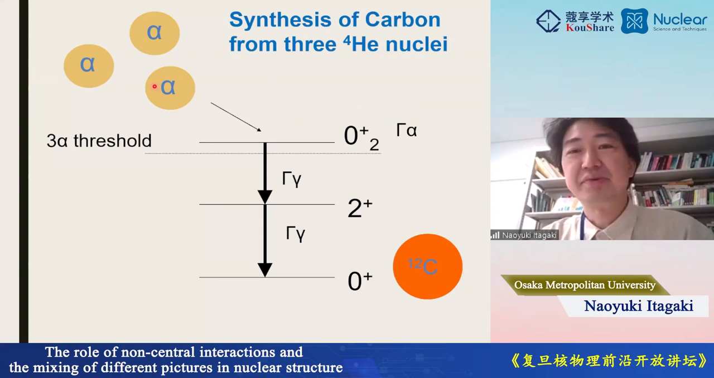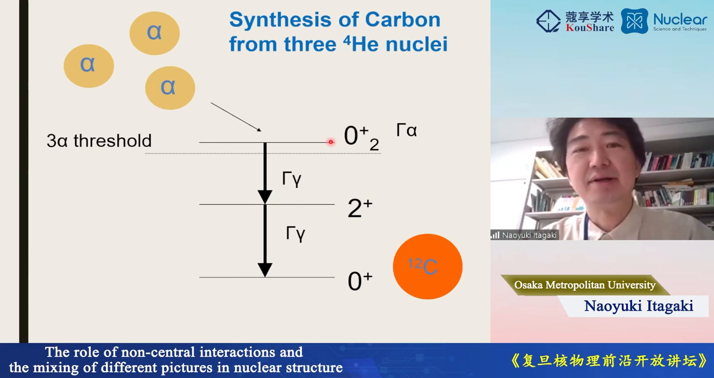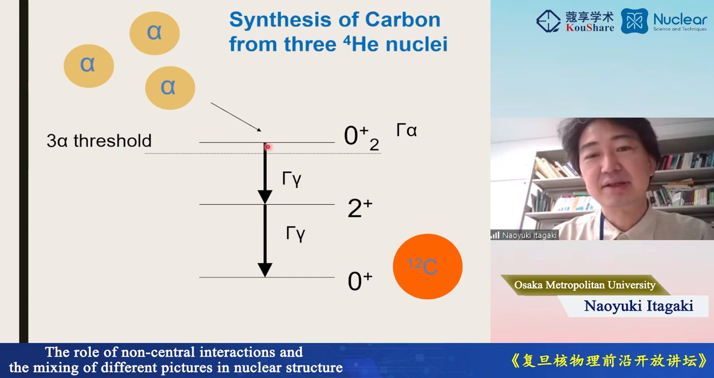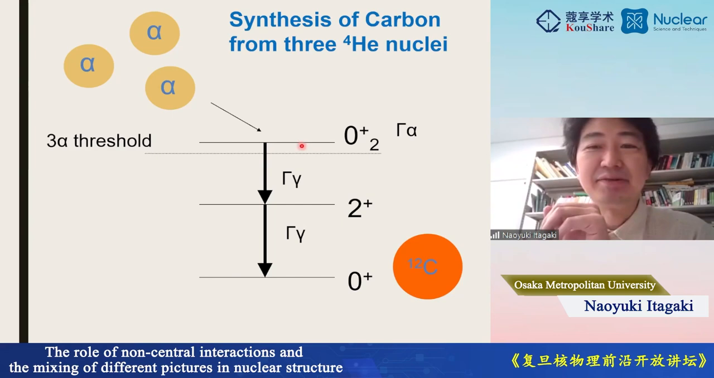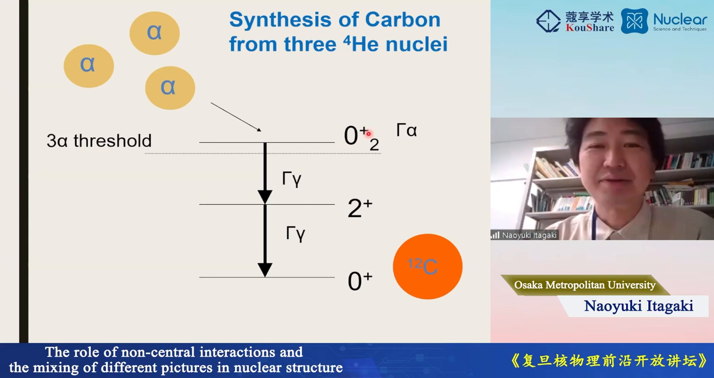And what is the most famous example of a cluster state? Maybe you know, the second 0-plus state of carbon-12, the so-called Hoyle state, is the most famous example of a cluster state. In the stars, carbon is synthesized from three alpha particles, and this second 0-plus state is formed in this process as a resonance state. Professor Bojo is a specialist of this state, I think. Without this state, carbon is not so much synthesized. So creatures like us, human beings, don't appear if we don't have this second 0-plus state of carbon-12. So clustering is really important for human beings.